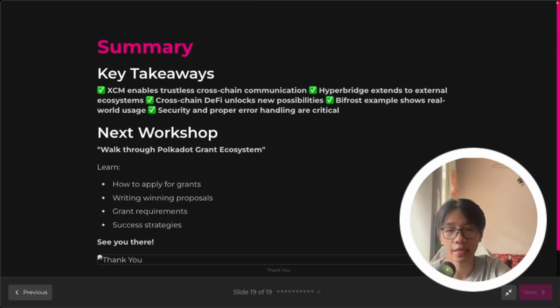And yeah, that's the end of today's workshop, and some summary. XCM enables cross-chain communication, Hyperbridge extends to external ecosystems, and cross-chain DeFi unlocks new possibilities with powerful examples. Real use cases, security, proper error handling are critical.